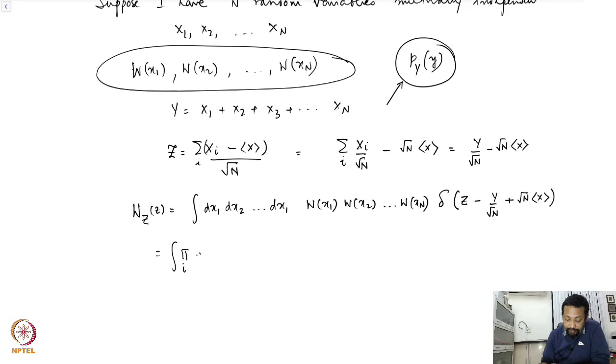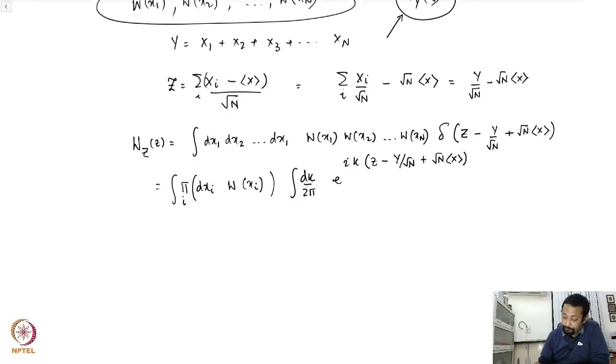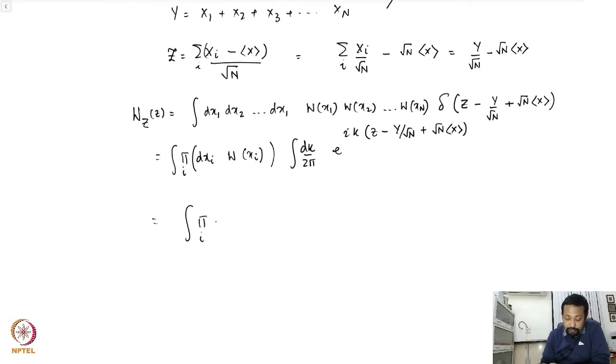So let's compactify our notation a little bit. We have the product of w(xi), and this delta function I want to replace with an integral representation, e to the power ik times (z minus y over square root n plus square root n times average x), right? So I have the product over i of dxi w(xi), and if I look at this, there is square root n times average x, and I have minus ik y over square root n.